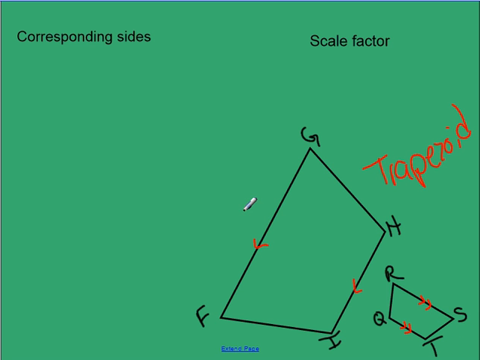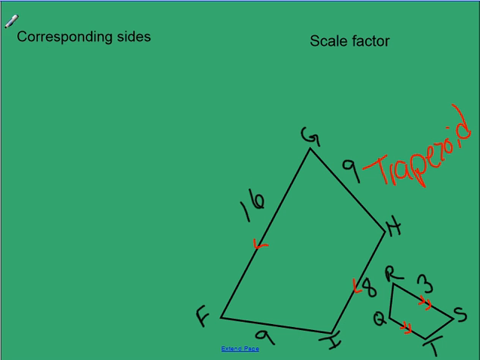And I'll throw some side lengths in here. That'll be 16. This will be 8. That will be, let's call it 9 and 9. And then I'm only going to give you one side length on this smaller trapezoid over here. I'm going to say that this base, the longer base, is 3. Okay? So we need to calculate the scale factor of these similar figures.